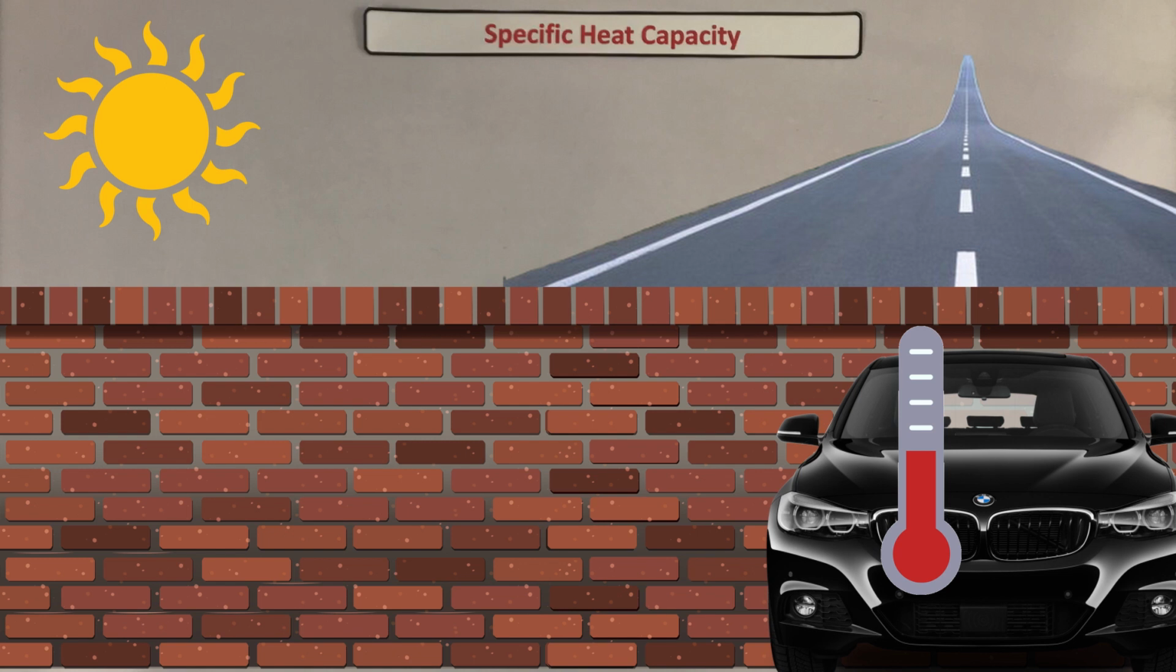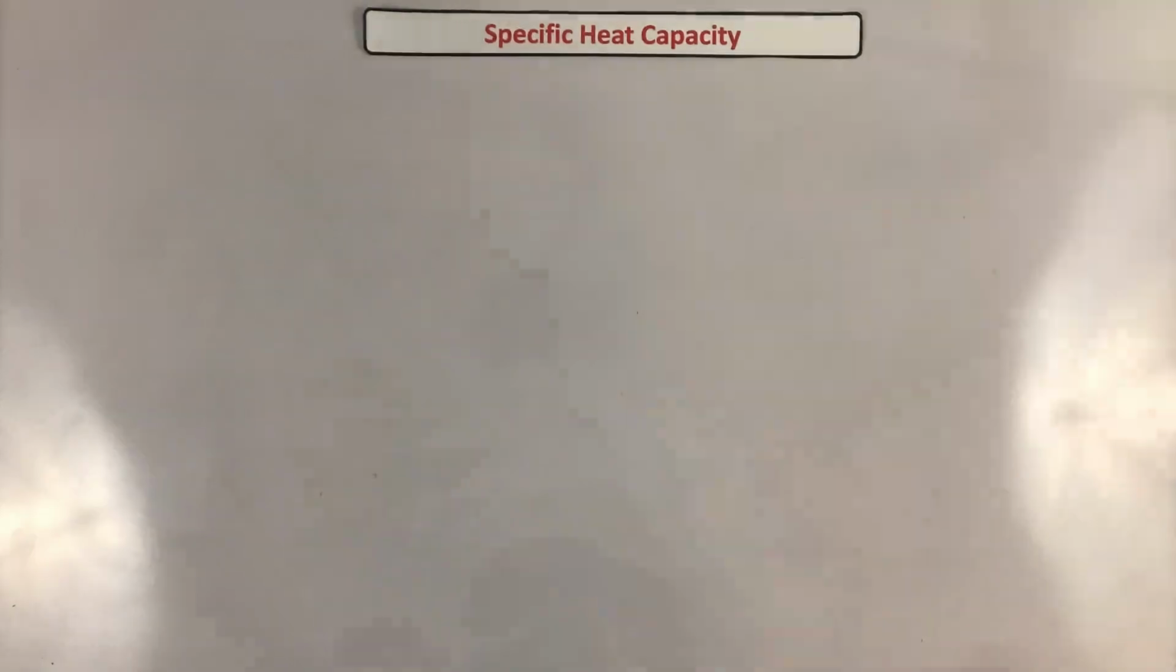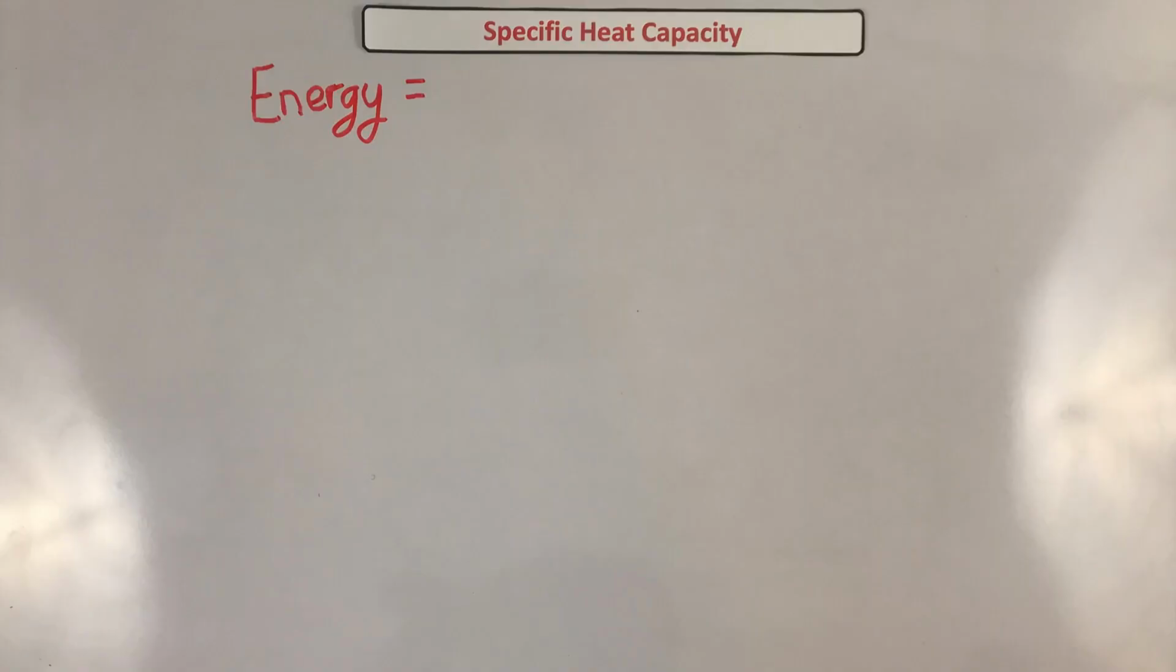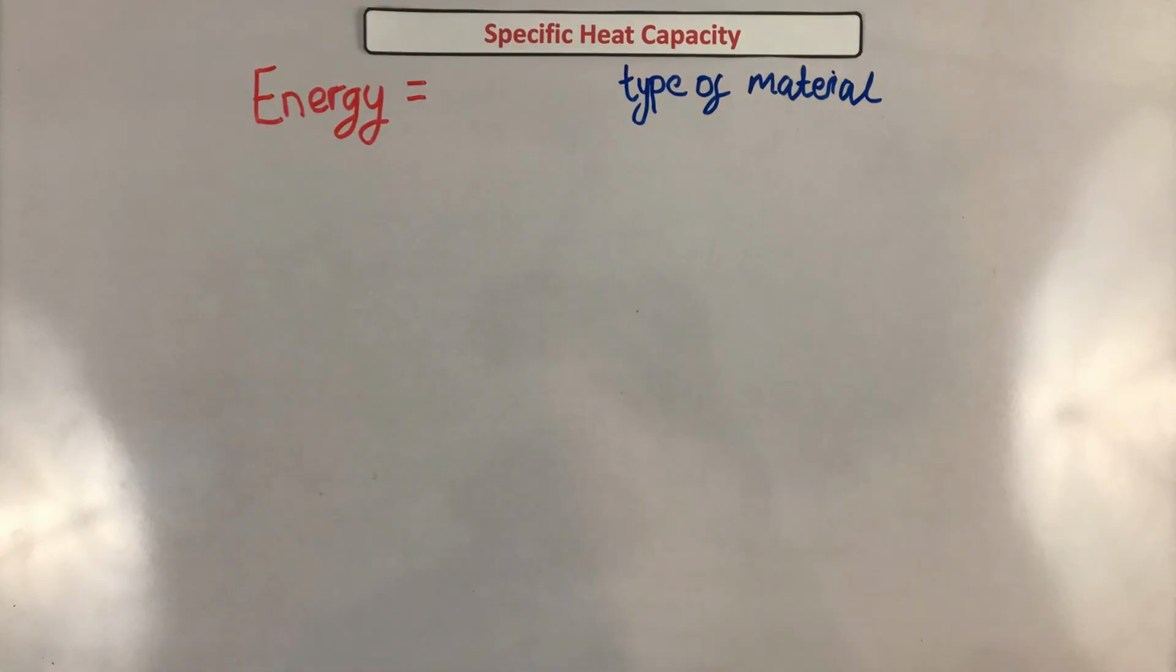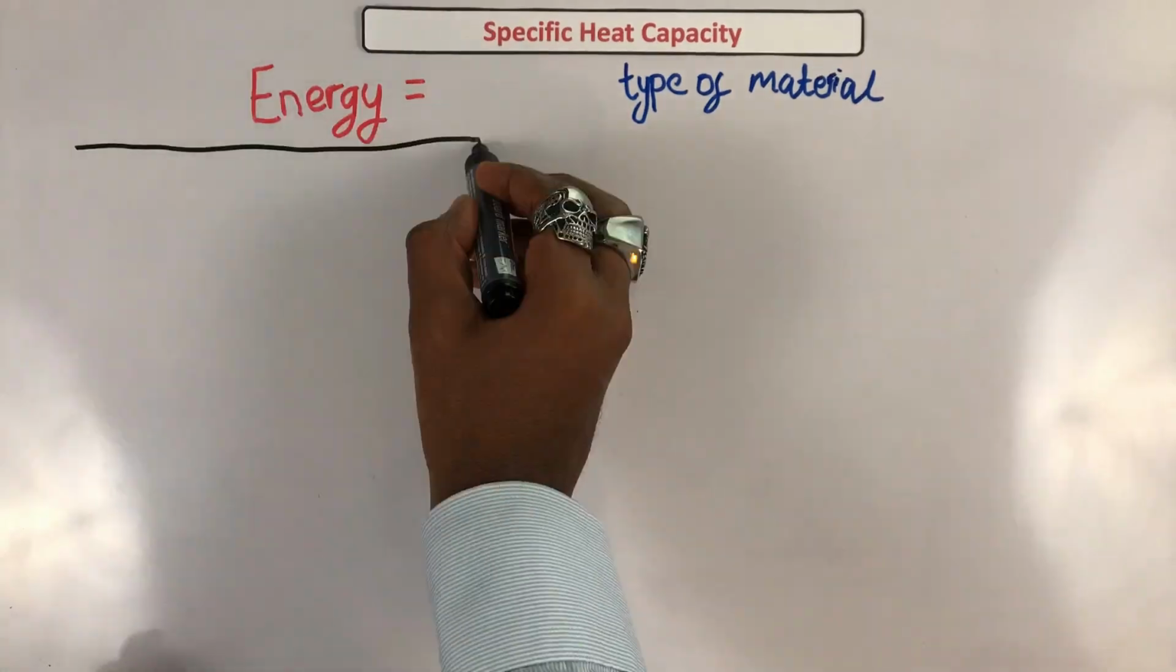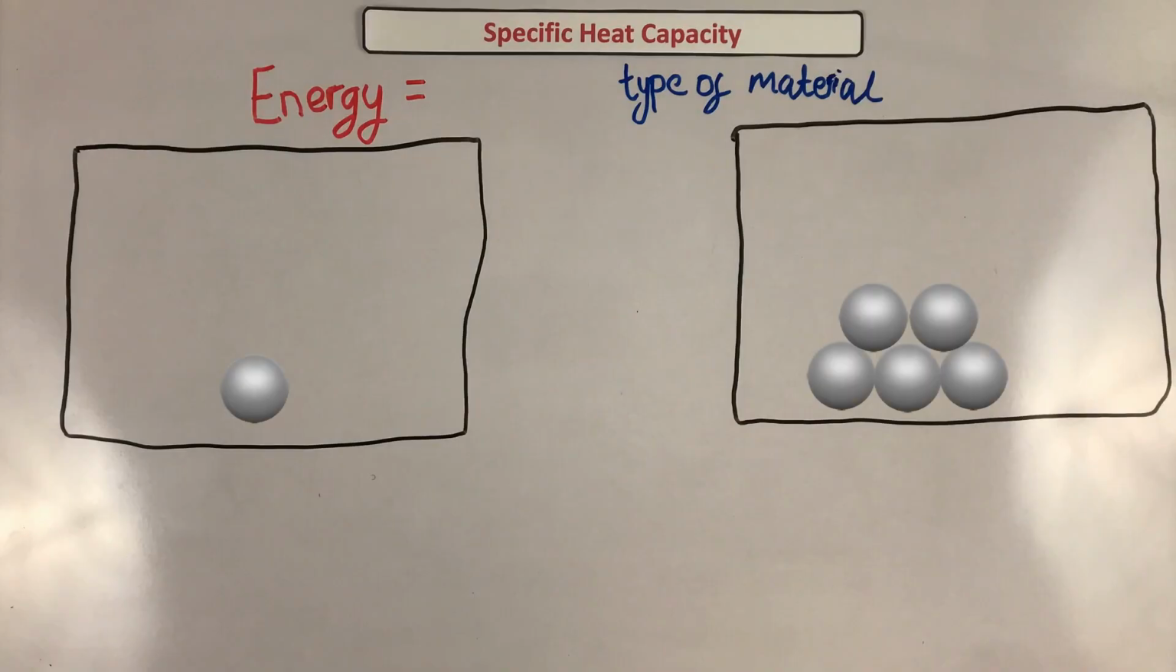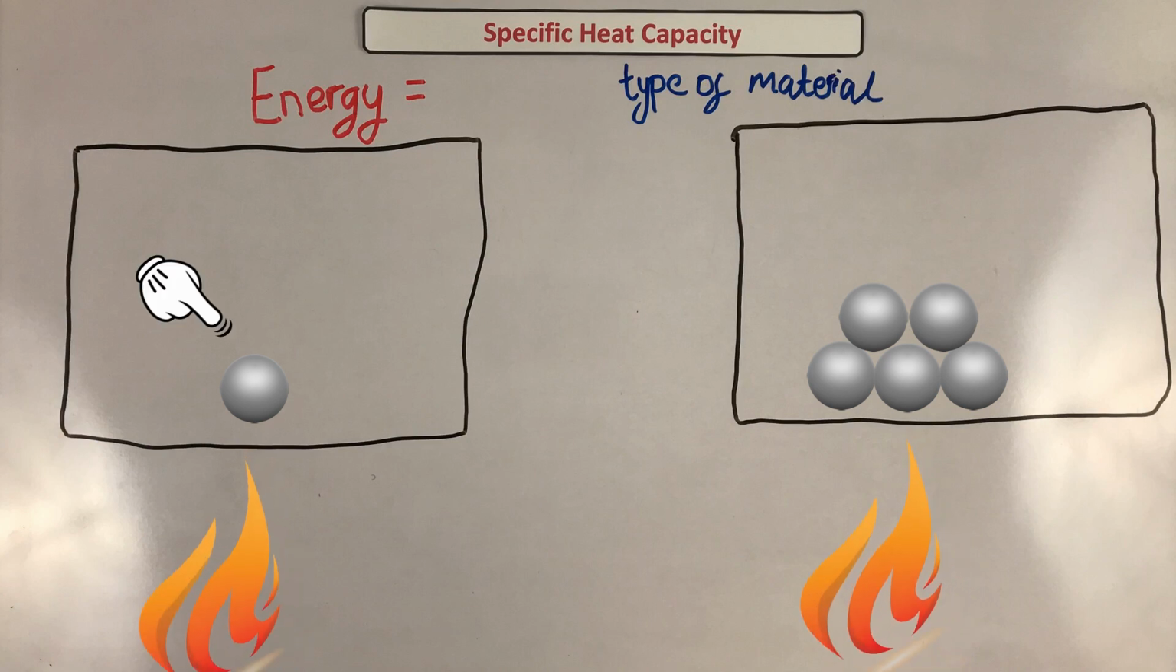This is our first clue in understanding this practical and its equation. The energy needed depends on the type of material we're using. Now, what would you expect if we have two pieces of metal? One is 1 kilogram and another is 5 kilograms. I applied the same amount of heat to them. Which one do you expect to have the higher temperature? If you said the one that was 1 kilogram, then you're absolutely right.